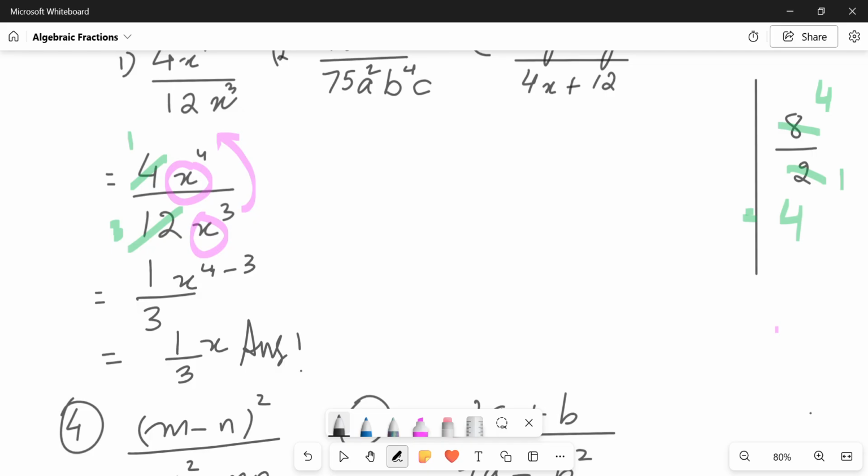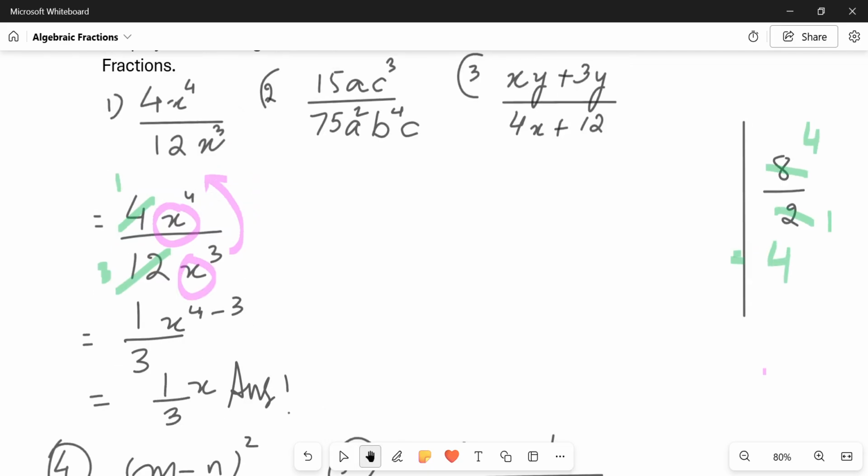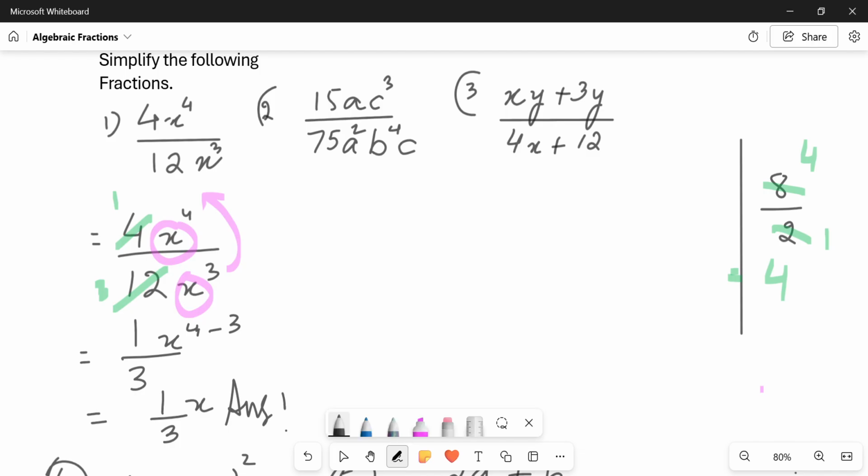Got it? Okay. Now the second one here, 15 over 75, right? So rewrite this question, 15 over 75. There are many ways to solve this question, right? Here I shift the powers in this first part from denominator to numerator and change the sign. And in the second part, the second question, I will explain with another method, right?